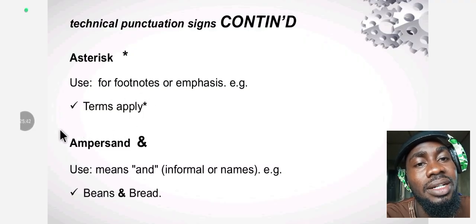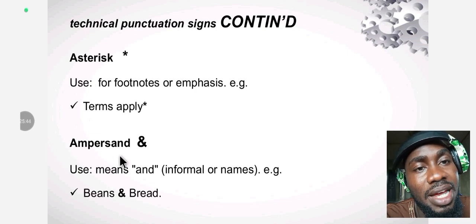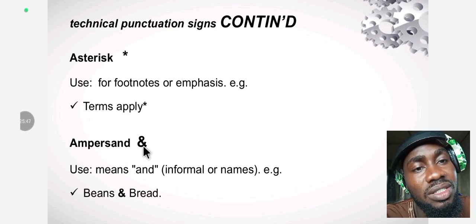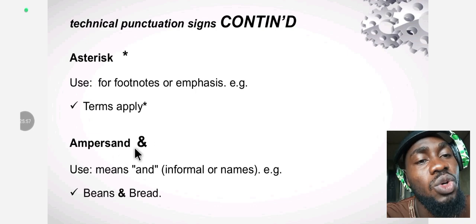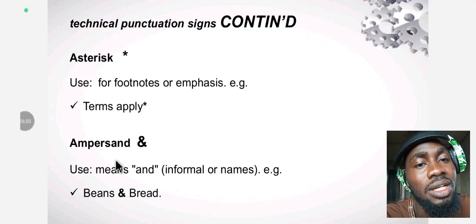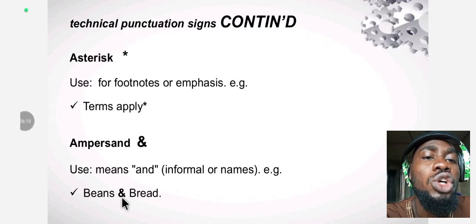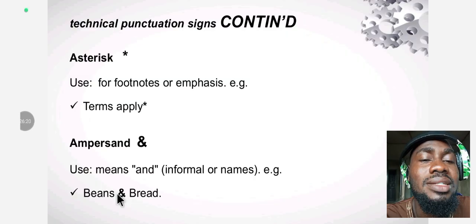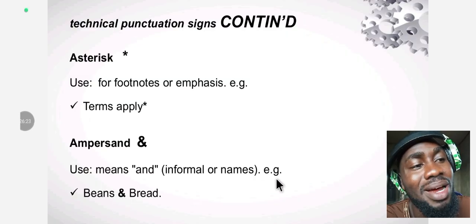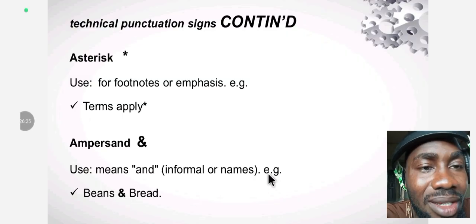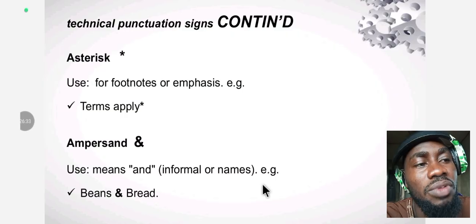Next in the example is ampersand. Ampersand, which is this. Okay, this is the sign of ampersand. It also means and. This sign means and. What is it used for? Informal or names. For example, beans & bread. But you don't use this in formal writing. You can use it in casual, informal writing, programming, and all of that. But do not use it in formal writing. Okay. Moving over to the next.